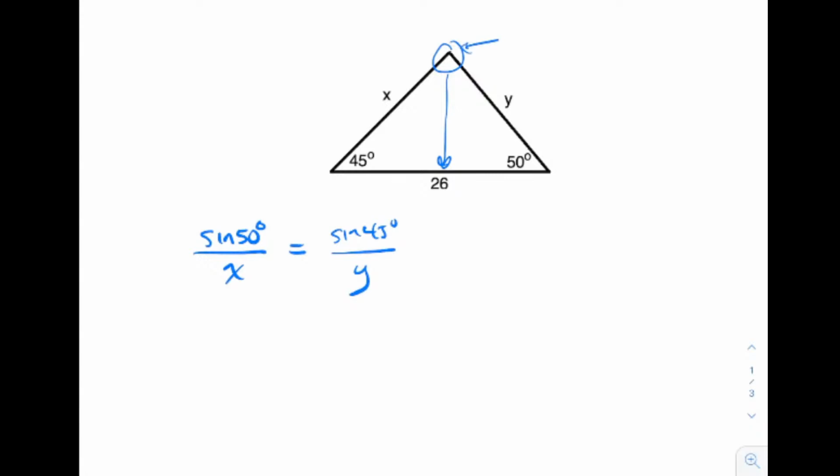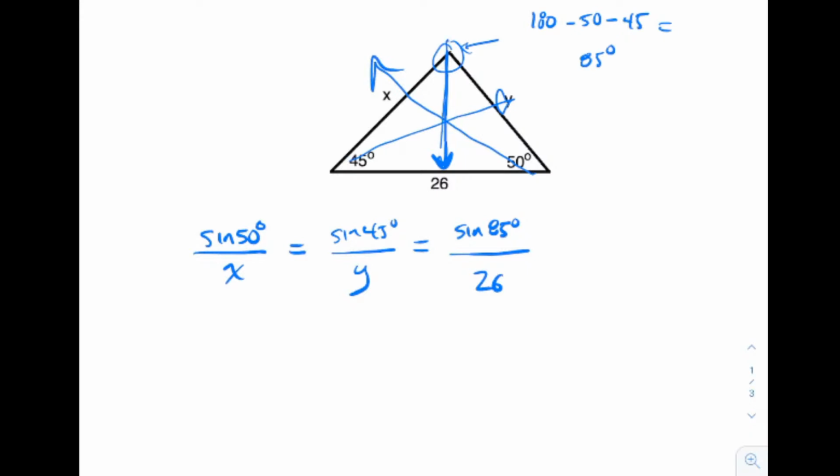And luckily, it's not too hard to figure out because remember, all angles add to 180 for any triangle in the world. So all we have to do is take the 180, subtract the 50, subtract the 45. What is that, like 85? I think that's 85 degrees, ain't it? Yeah, 85 degrees. And so what I can do is I can say, oh, sine of 85 degrees over 26. Okay, all three of those little ratios are equal. A sine of an angle over its opposite side. That ratio is the same no matter which way you cross a triangle. The sine of this angle over this side is the same as the sine of this angle over this side is the same as the sine of this angle over this side.